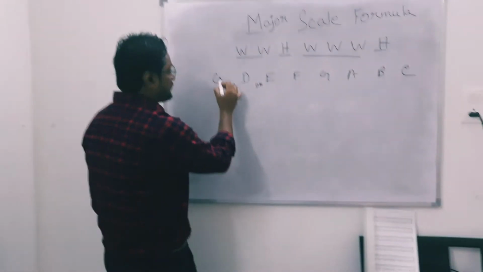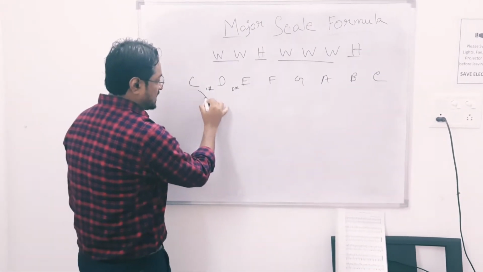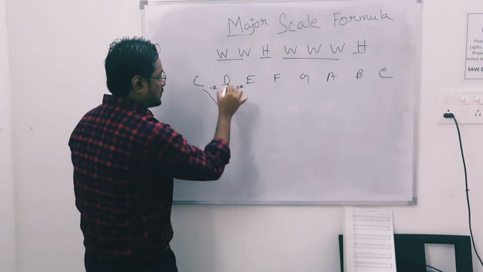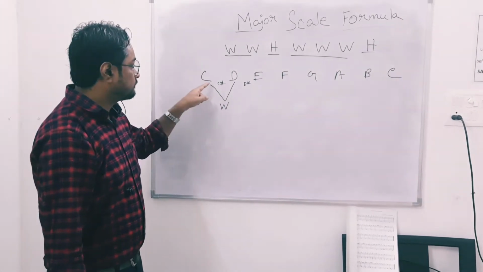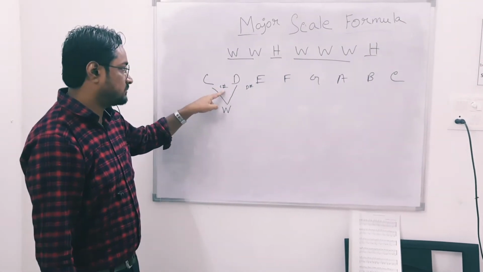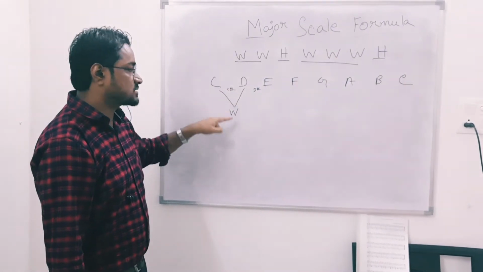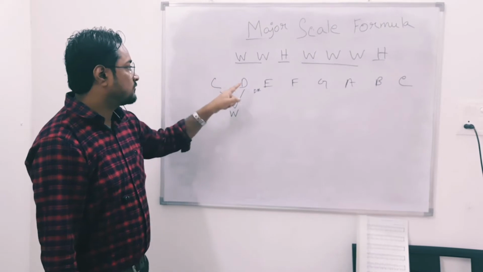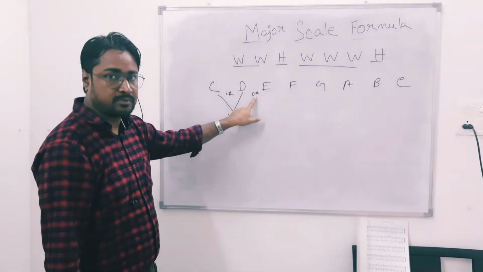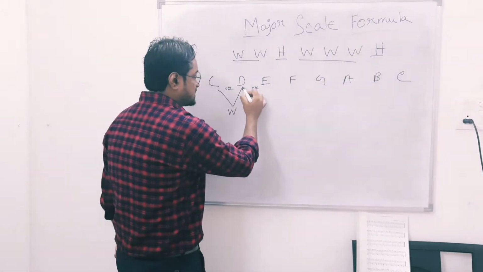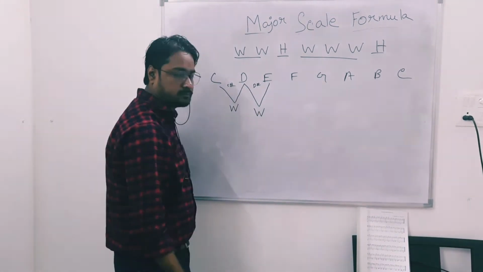So we are jumping from C to D, skipping the C sharp here. That's why it is a whole tone or whole step. We skipped the C sharp from C to D. From D to E, again we skip the D sharp, so D to E is a whole step or whole tone.